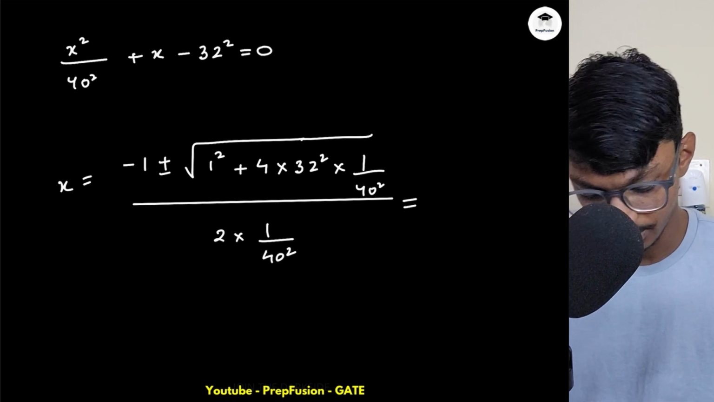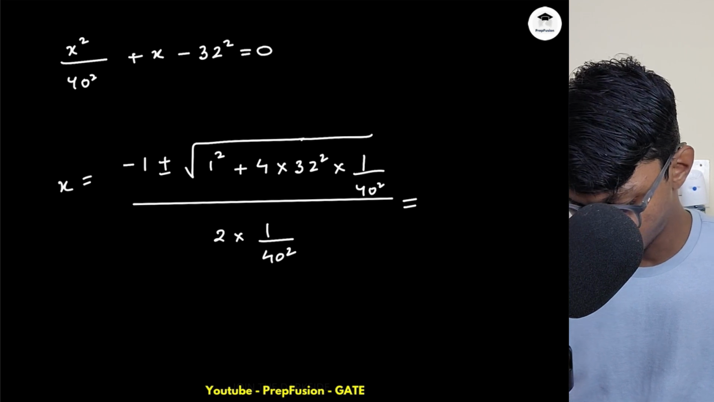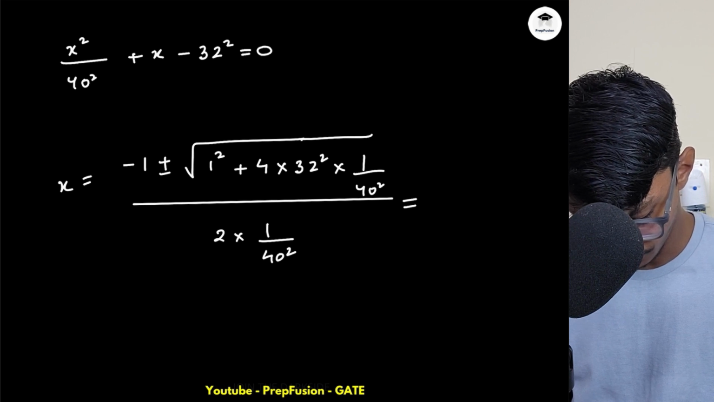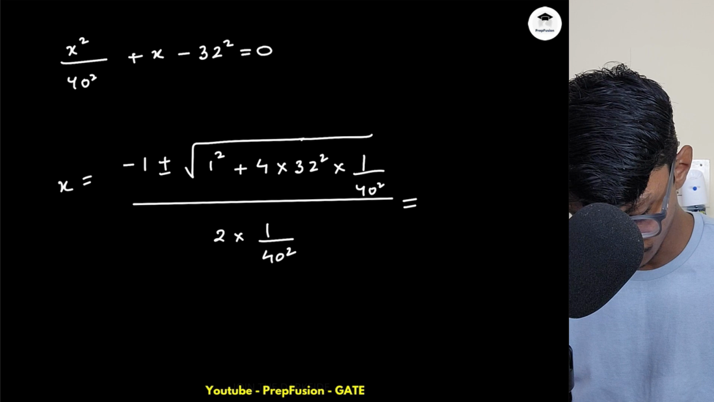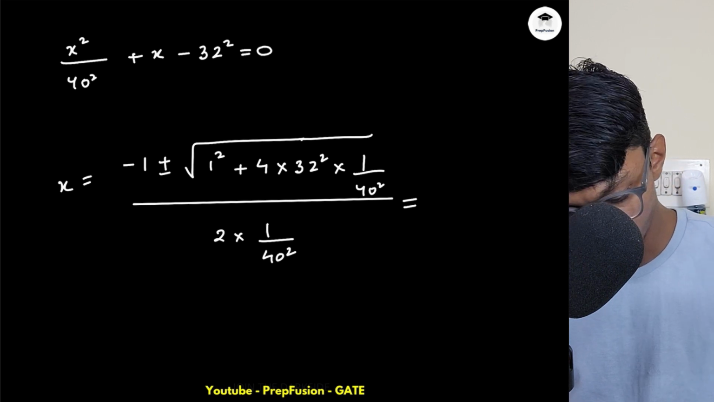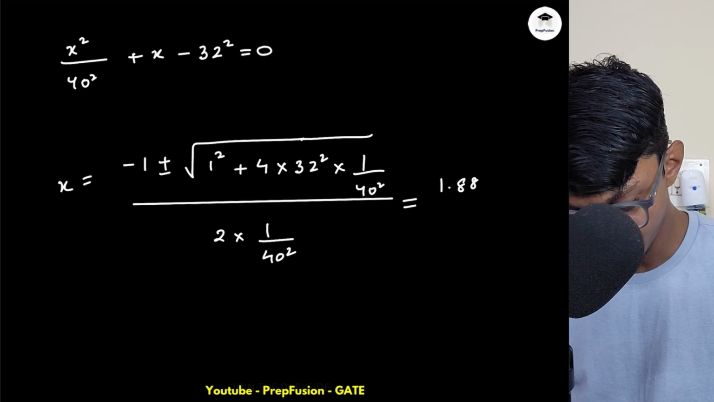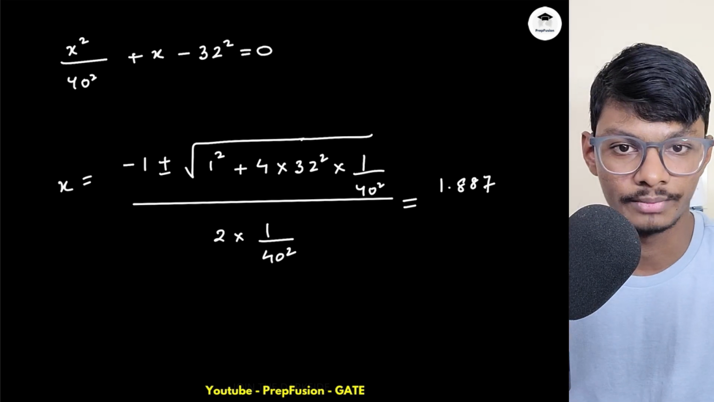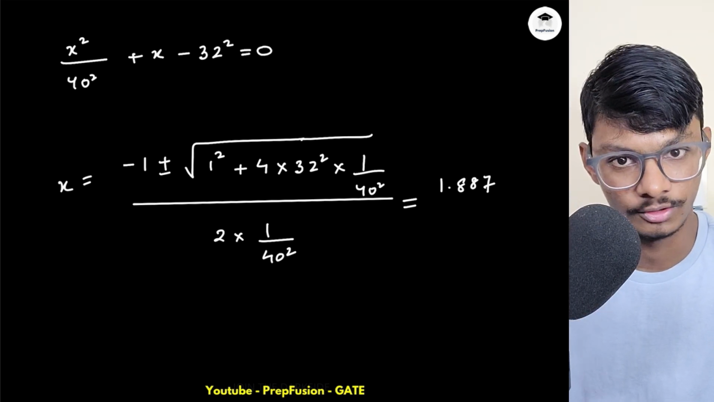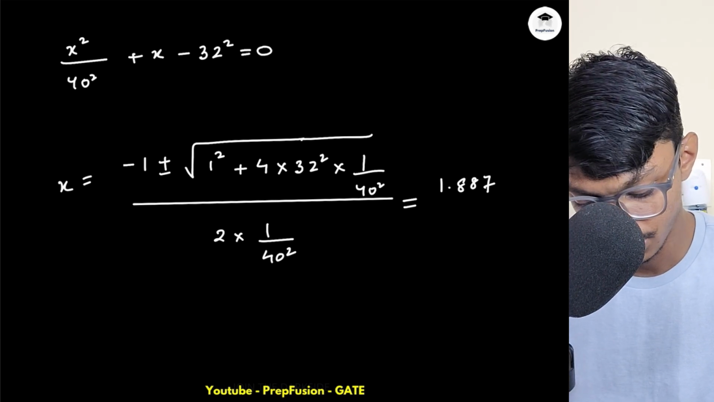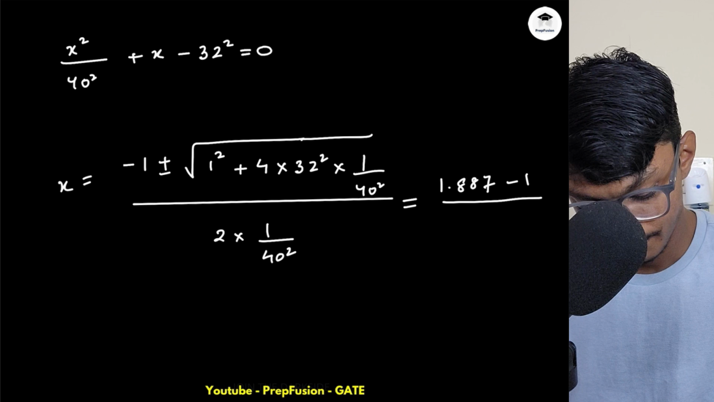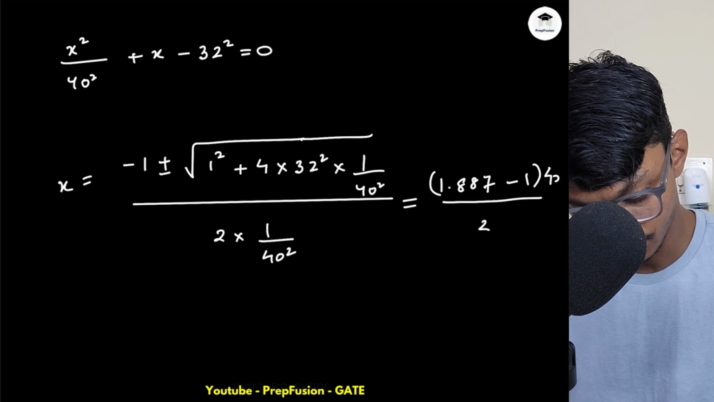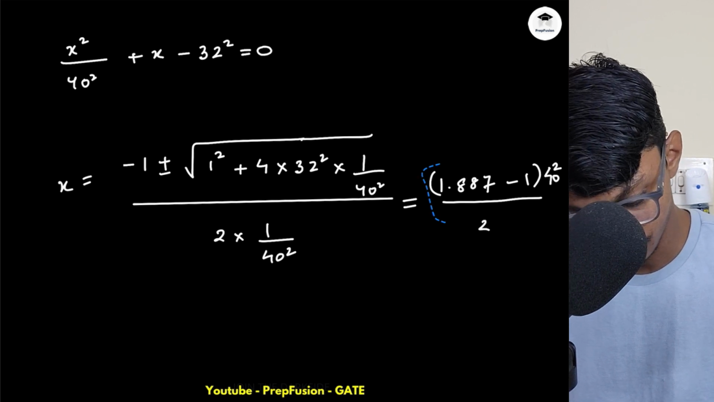So now you can compute this, right? I have already computed it, I will just compute it in front of you again. So 4 times 32 square divided by 40 square plus 1, under root. So it will be 1.887. Now will I take the positive sign or the negative sign? I will take the positive, because obviously x can't be negative since omega is not imaginary, right? So I will take the positive sign only. Minus 1 divided by this 2, and obviously I have a 40 square. Okay, 40 square here. I don't have enough space.